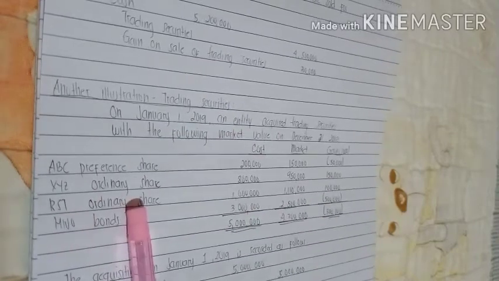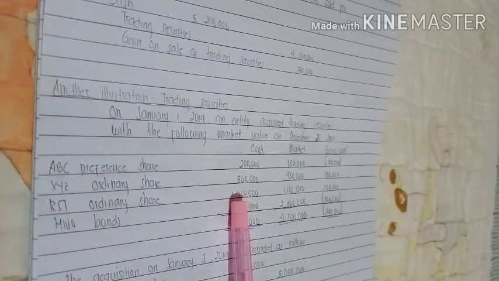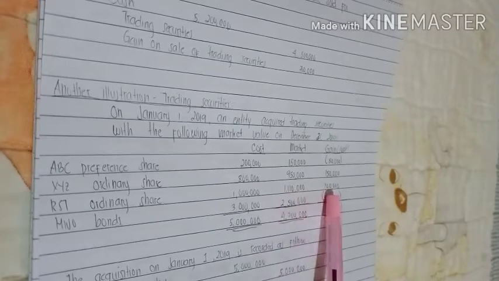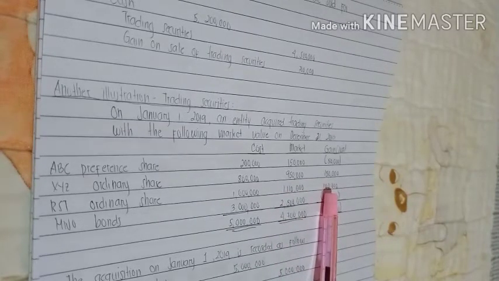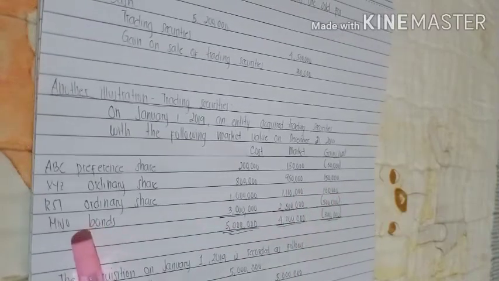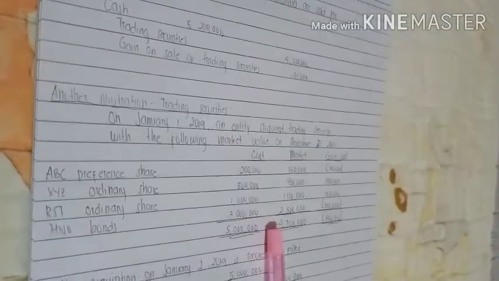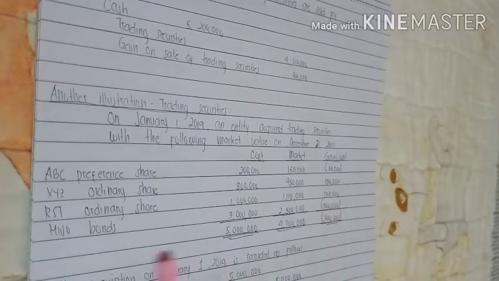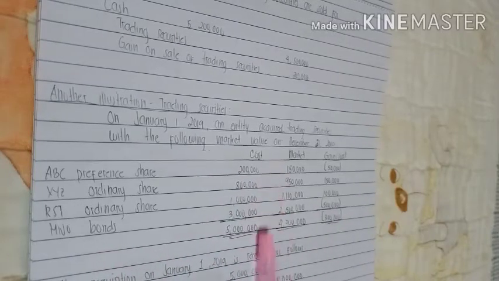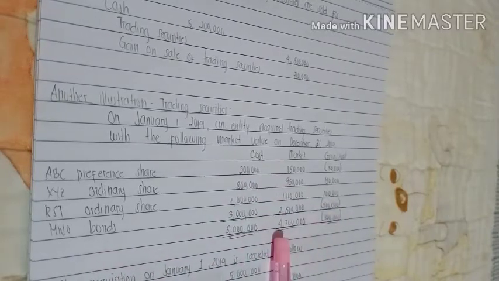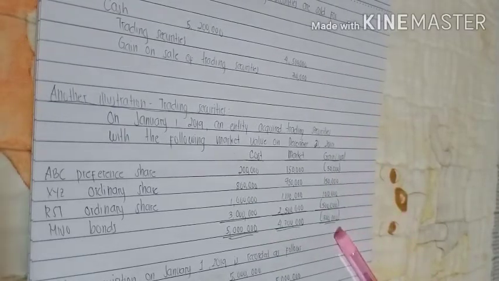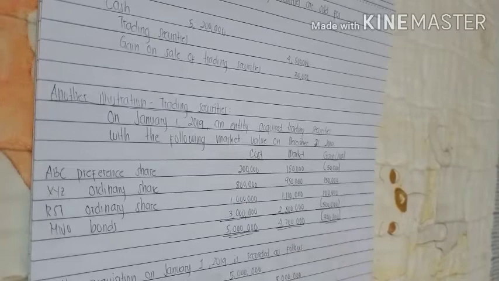RST ordinary share has 1 million cost, 1,110,000 market, and 100,000 gain. MNO bonds have 3 million cost, 2,500,000 market, and negative 500,000 gain or loss. The total cost is 5 million and the total market is 4,700,000, while the total gain or loss is negative 300,000.